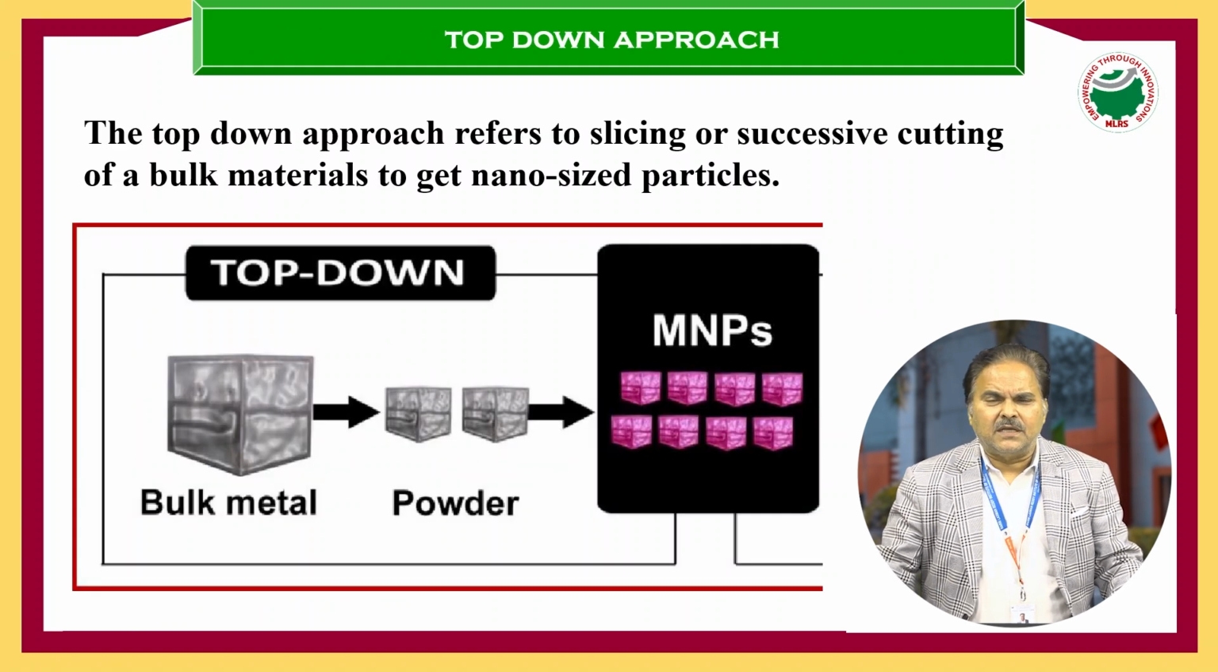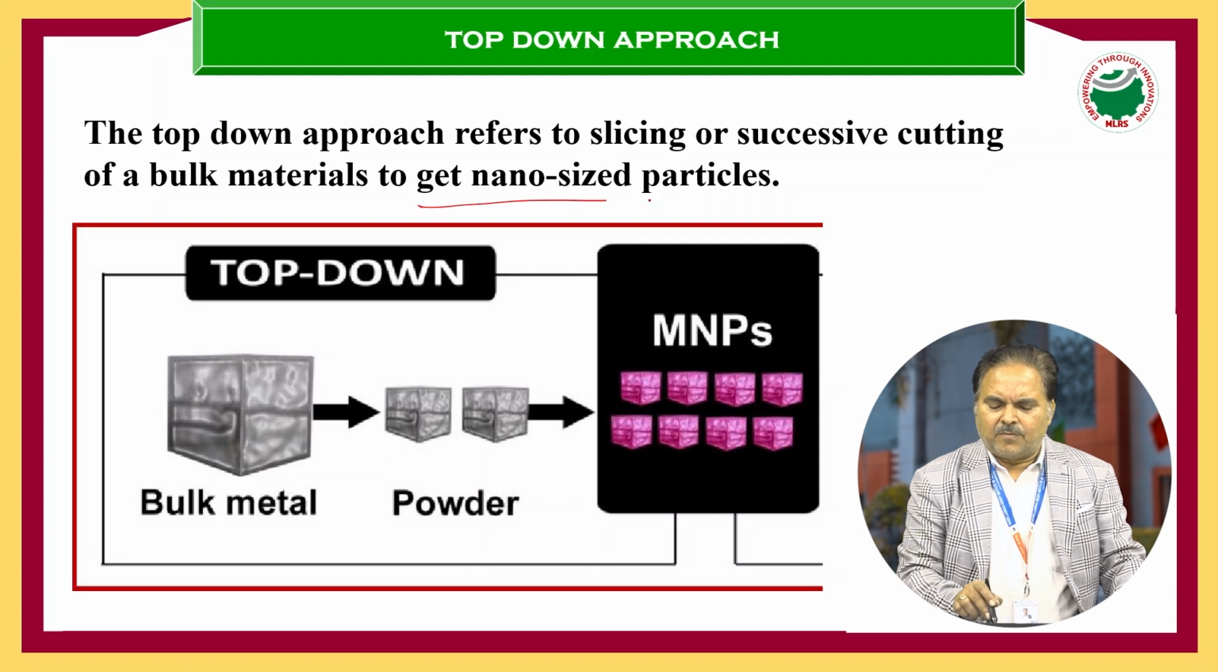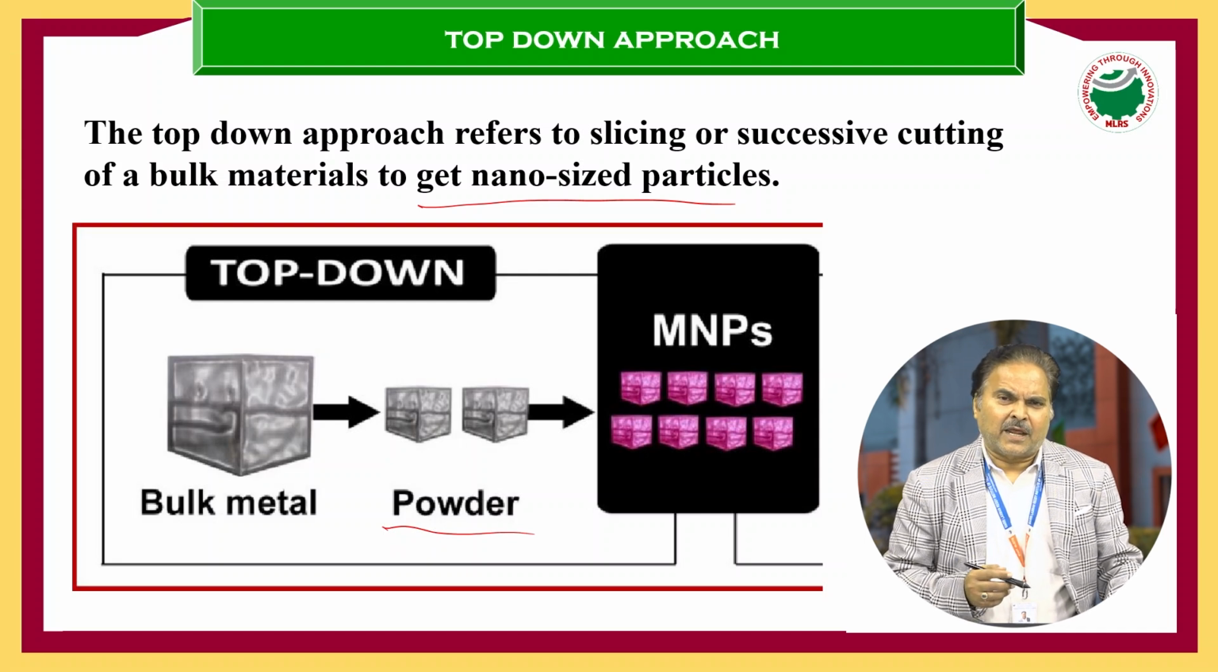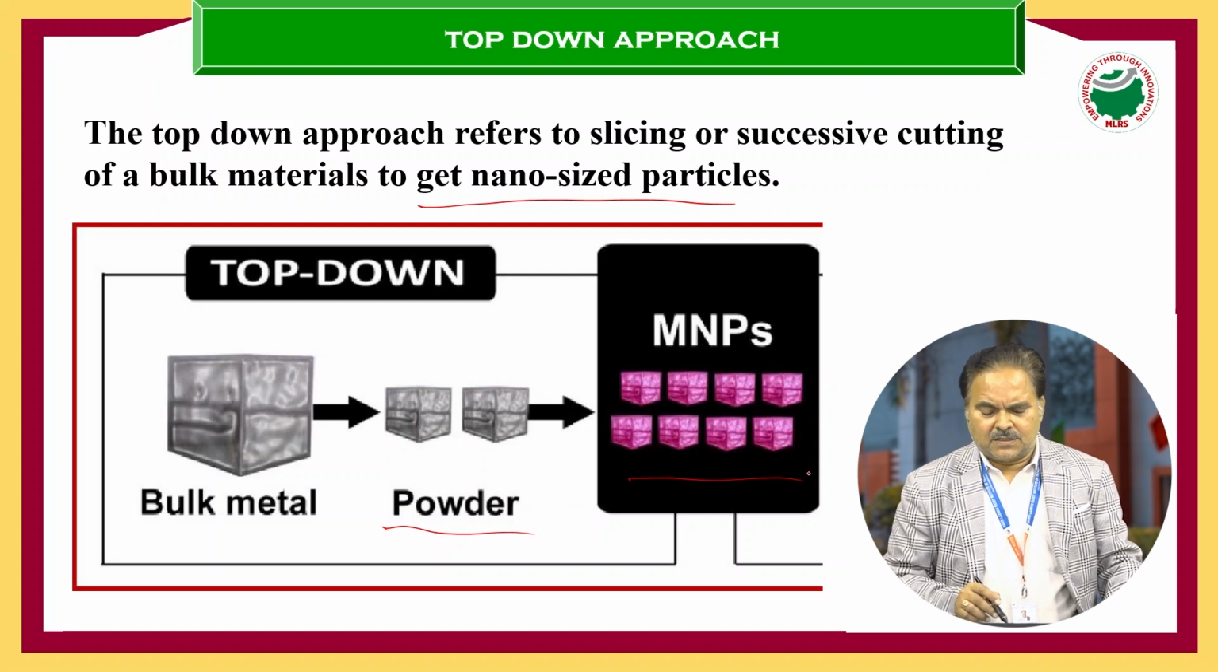We can see here there is a top-down approach. It involves slicing, the successive cutting of bulk material to get nano-sized particles. This diagram shows there's a bulk material. If it's like a rock, then we crush it. There will be some powder, which we call a polycrystalline powder. Then if you go on crushing, you will get the nanoparticles. These red ones are nanoparticles.